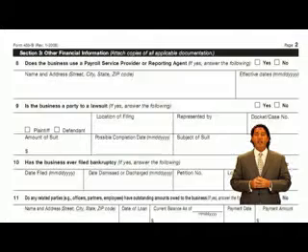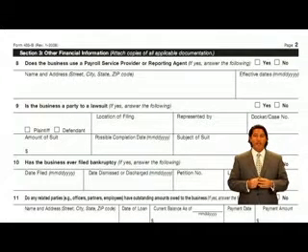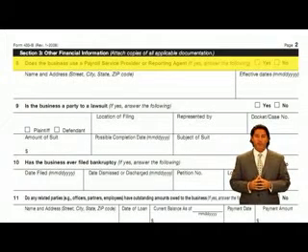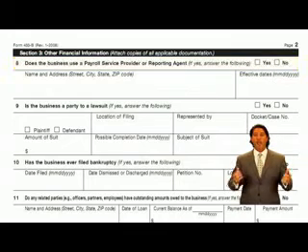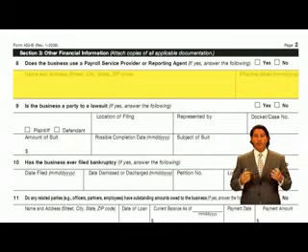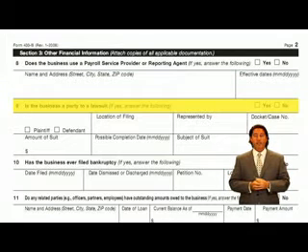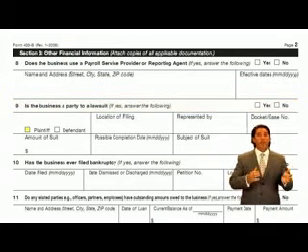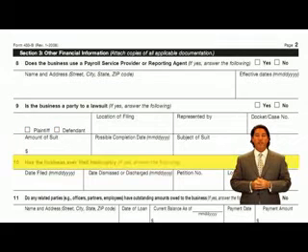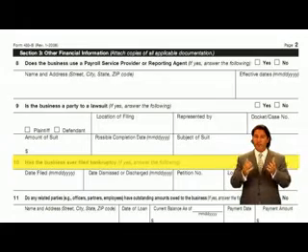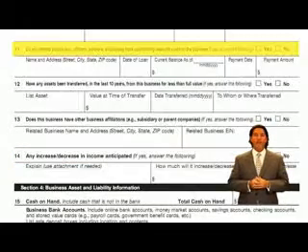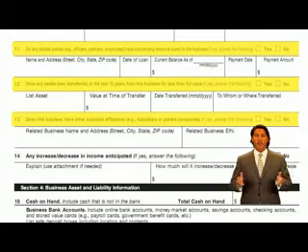Moving right along to page 2, Section 3. Does the business use a payroll service? If so, list their contact information, such as your accountant or a national chain. Number 9, is the business party to a lawsuit? Is it suing someone or is it being sued? Number 10, has the business ever filed bankruptcy? Again, a yes or no, and if so, list the date. Lines 11, 12, and 13 are pretty self-explanatory.